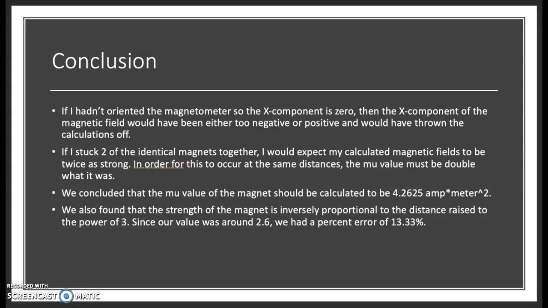We concluded that the mu value of the magnet should be calculated to be around 4.2625 amp-meters squared. We also found that the strength of the magnet is inversely proportional to the distance raised to the power of 3. Since our value was around 2.6, we had a percent error of 13.33%.